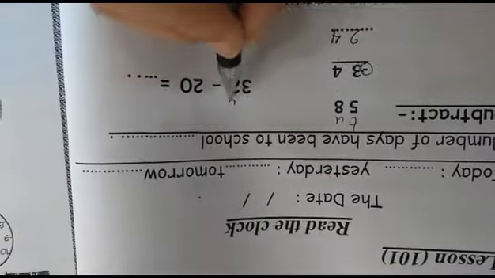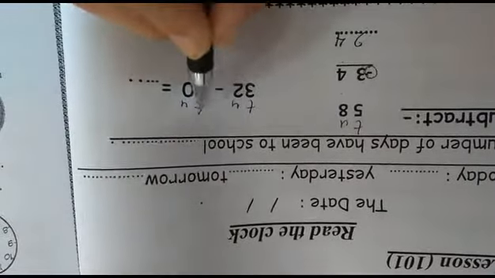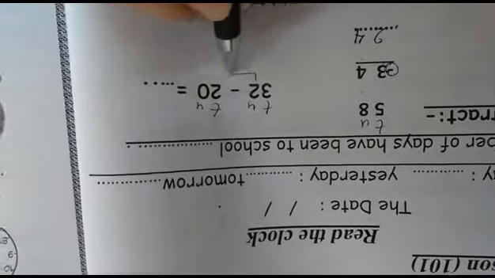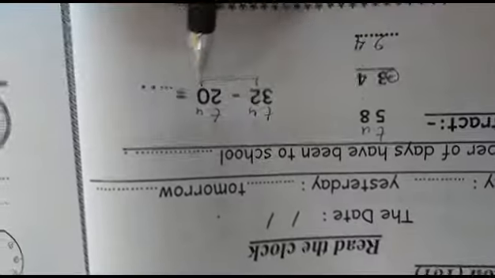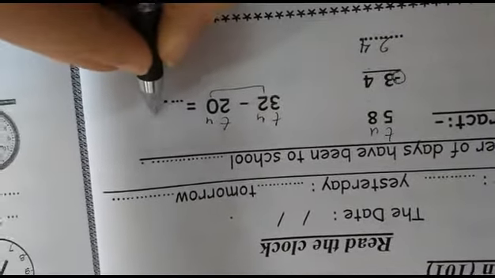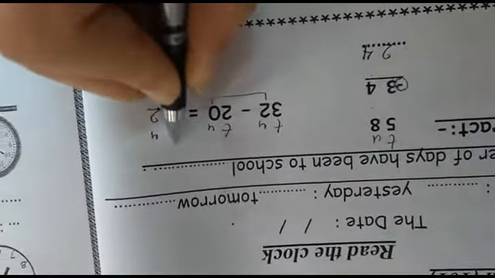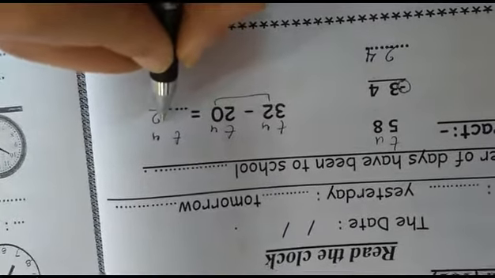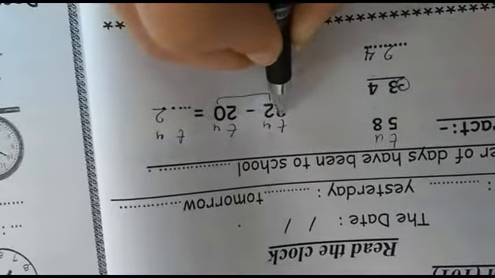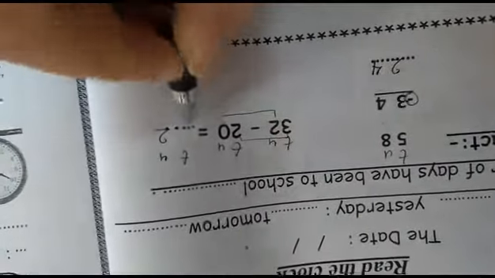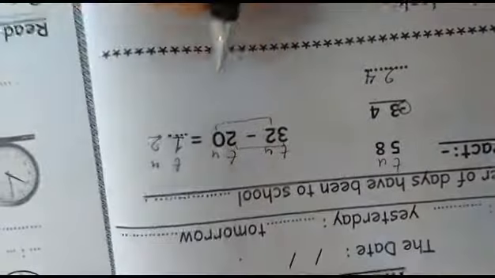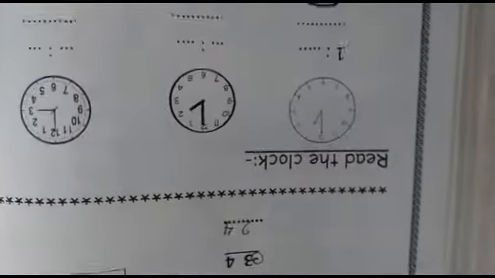Here I will write units, tens. I must start from the units or ones. 2 minus 0 equal 2. Here units, tens. I will write 2 in the units or ones place. And now 3 minus 2 equal 1. My result is 12.